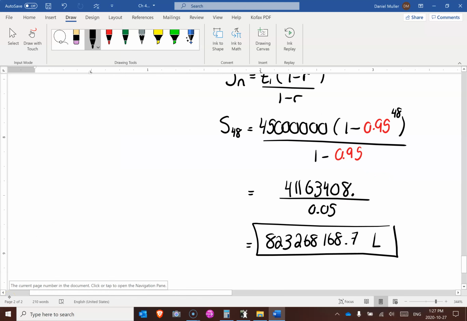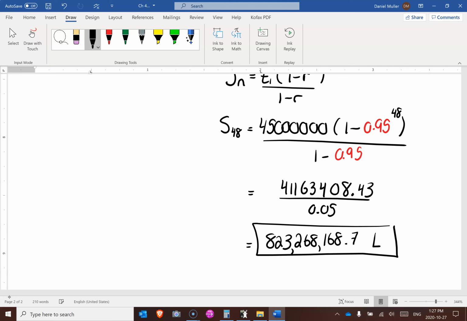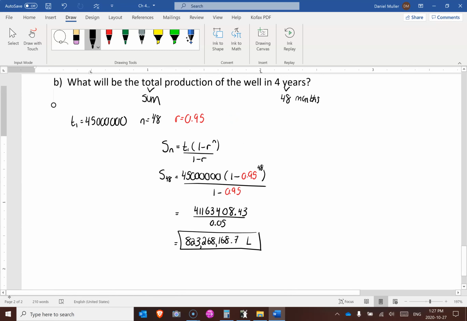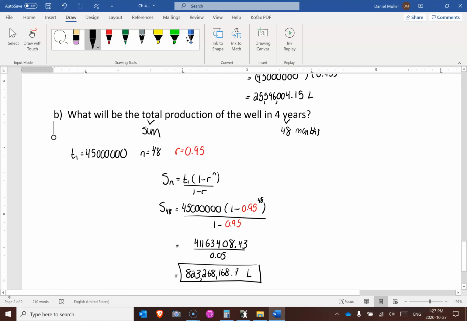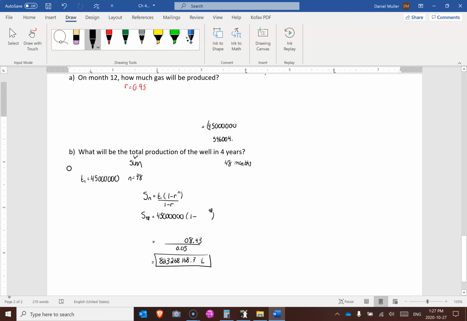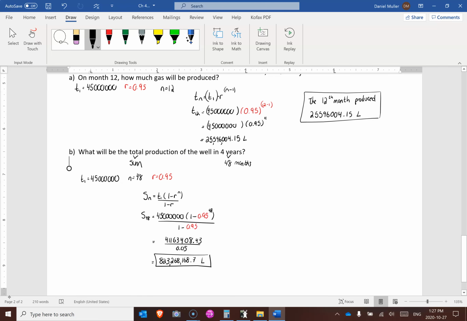I wrote that down. It is a huge amount. I'm trying to write something a little nicer. 823,268,168.7 liters. That's how much has been produced over 4 years, 48 months. That's the total sum. All right. So I will just zoom this out in case you need to copy anything down. And that is it for this video.